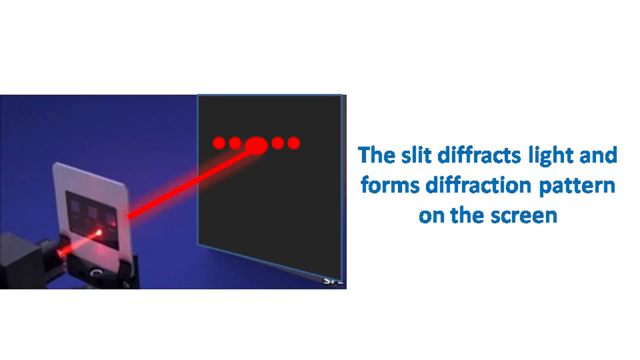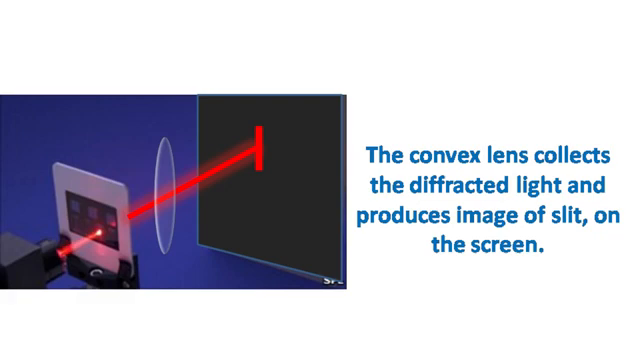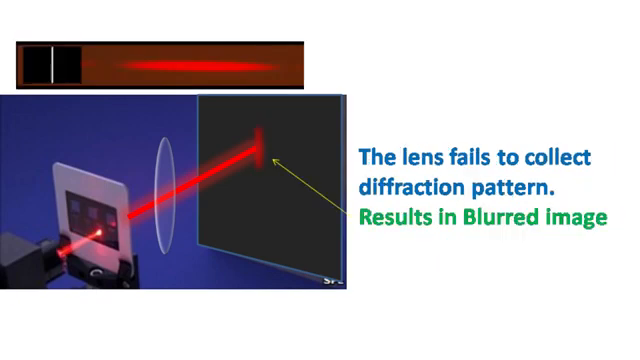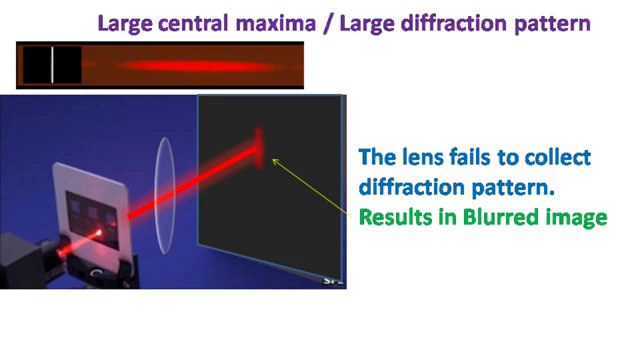The slit diffracts the light, the diffracted light is collected by the convex lens, and the lens focuses the diffracted light on one point, resulting in an interference pattern, which ultimately forms an image. Now here's the thing: if the width of the slit is very small, then the diffraction pattern will be huge. Look at the size of the central maxima over here. In this case, the lens fails to collect the diffraction pattern. If the lens fails to collect the diffraction pattern, the image obtained is blurred.